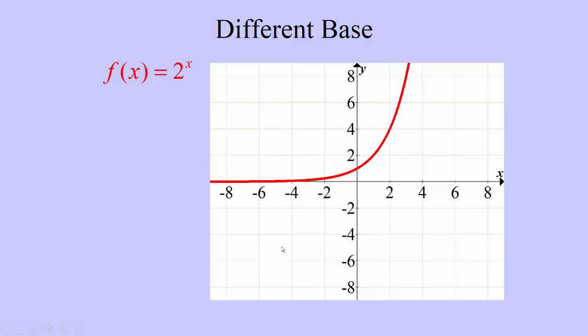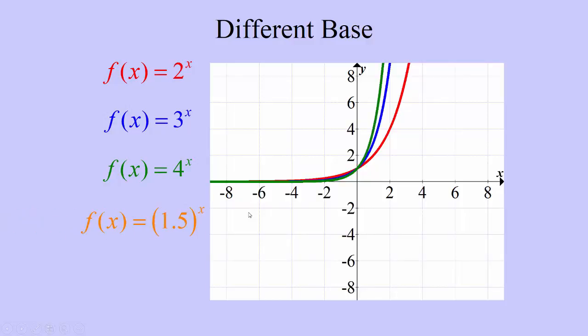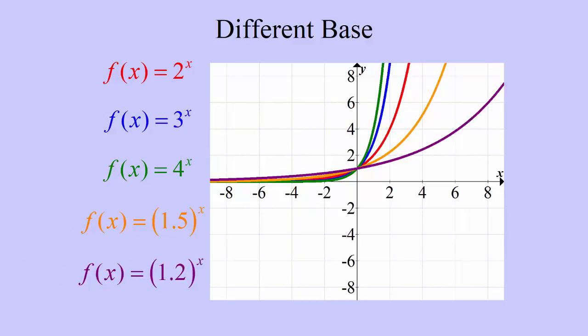Let me show you some of the contrast of the different bases. This is the one we just did, 2 to the x. Here's the graph of 3 to the x. Here's the graph of 4 to the x. Notice I've got these color-coded for you. Graph of 1.5 to the x. And then the graph of 1.2 to the x.